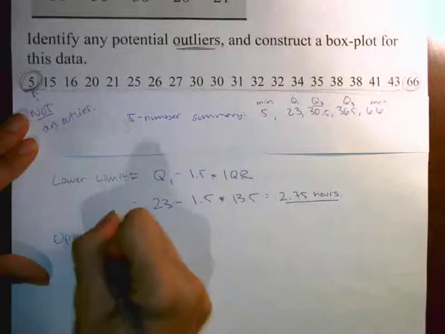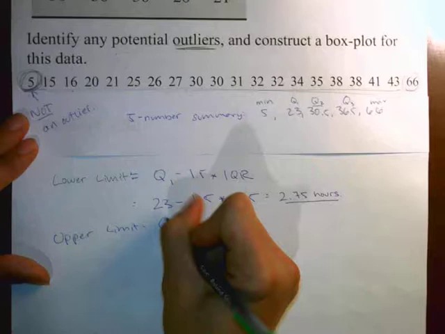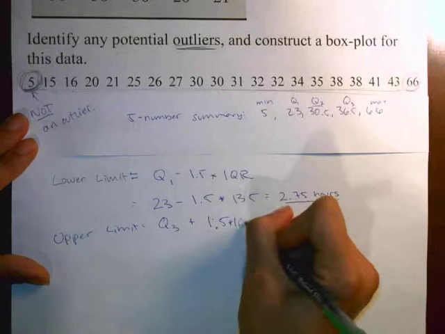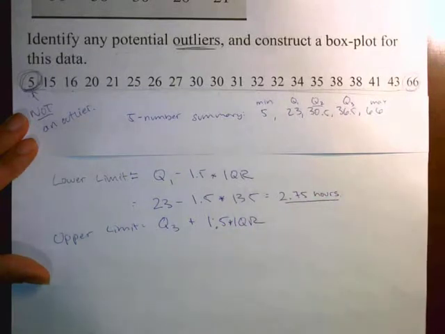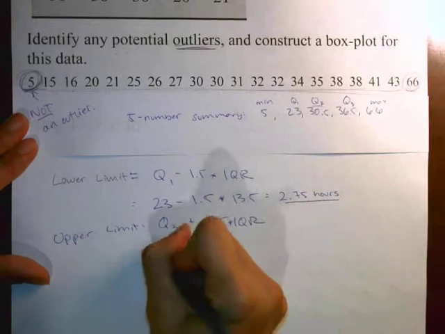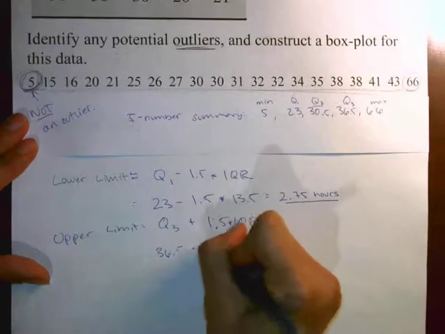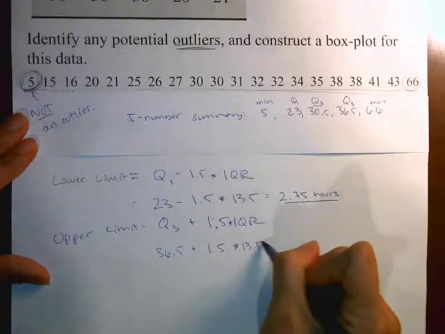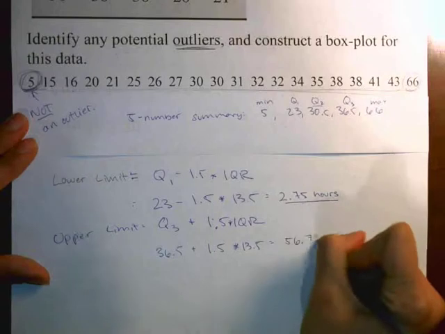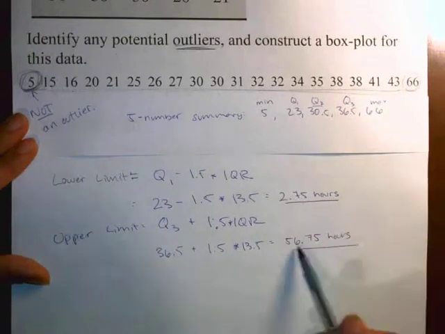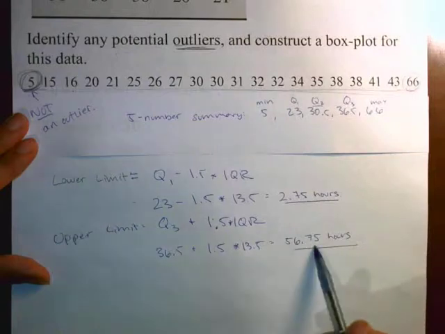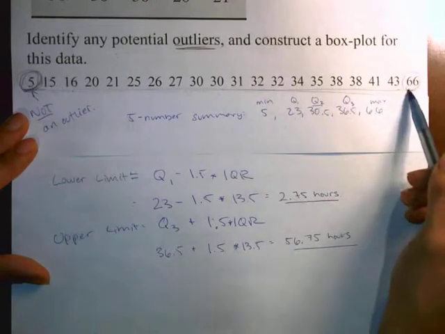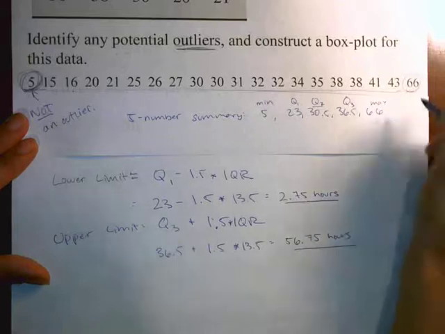So the upper limit is going to be Q3 plus 1.5 times the IQR. So Q3 is 36.5 plus 1.5 times this range, which we found to be 13.5. And that is 56.75 hours. So anyone who watches TV more than 56.75 hours, we're going to call an outlier. So 66 here counts as an outlier. 5 does not count as an outlier.